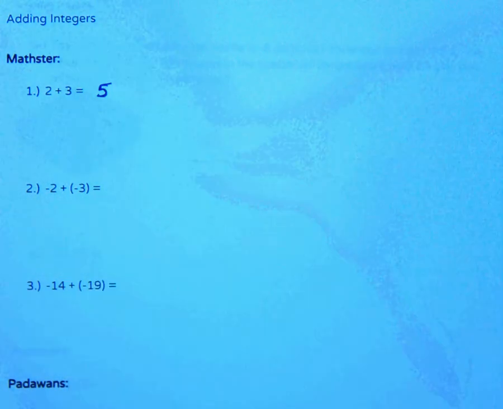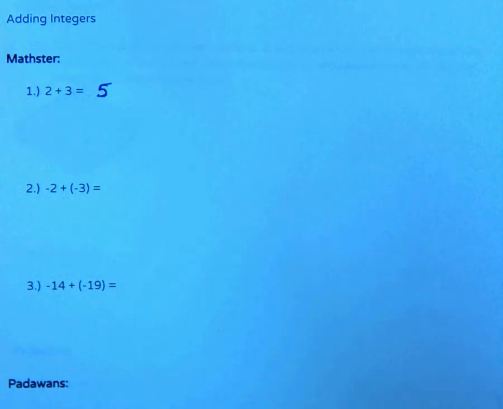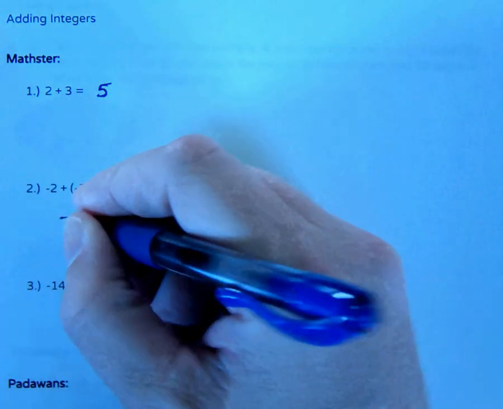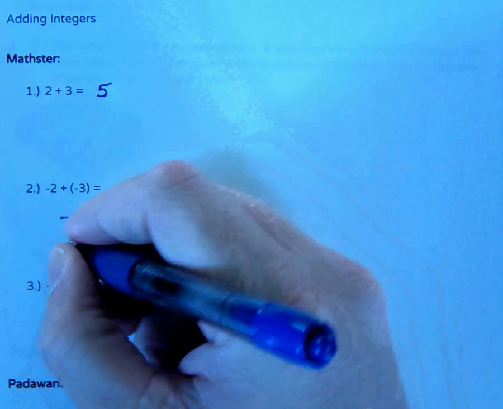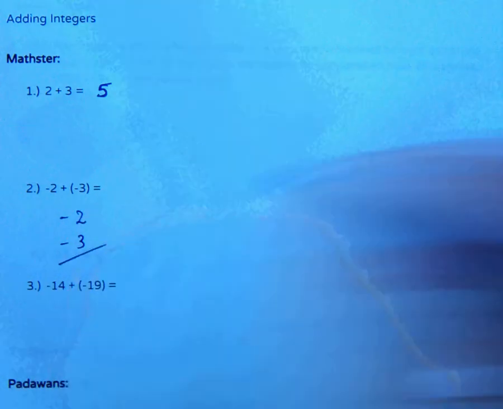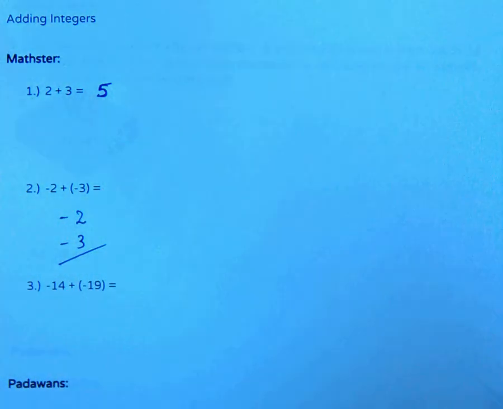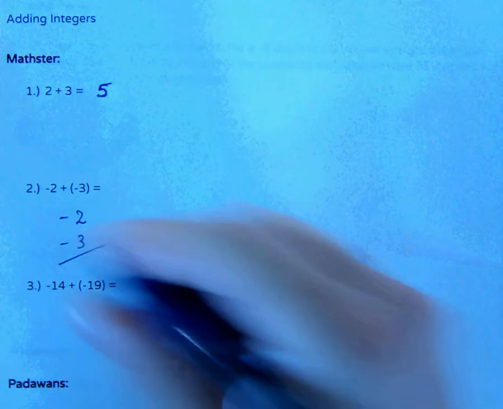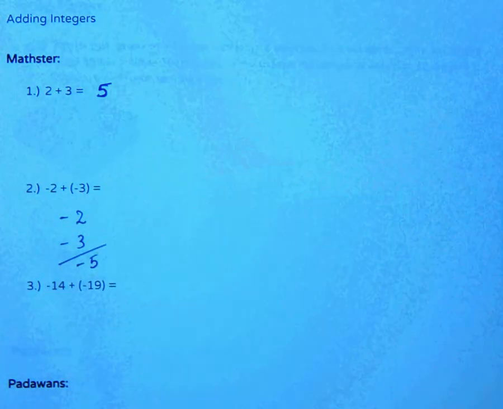There's two negatives here. So I'm here to tell you that something that's nice when you have two integers that have the same sign. So we have a negative 2 and a negative 3. Those literally just add together like any other number. So this is actually just negative 5.